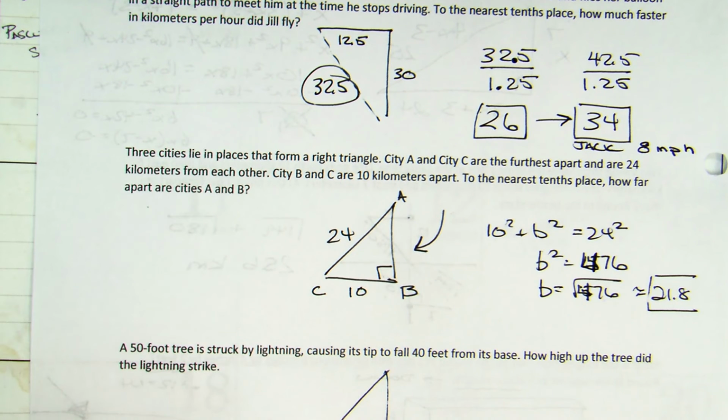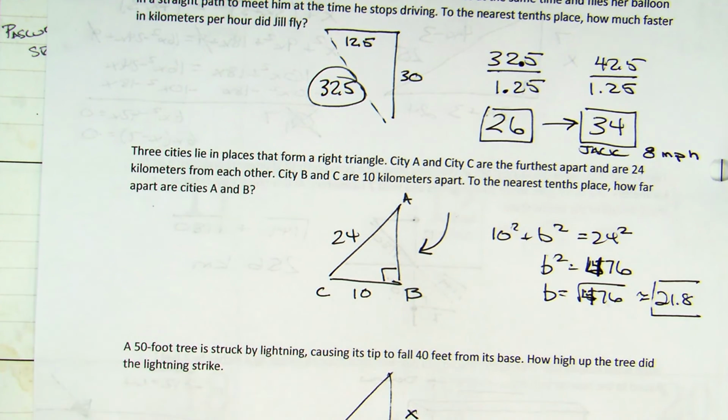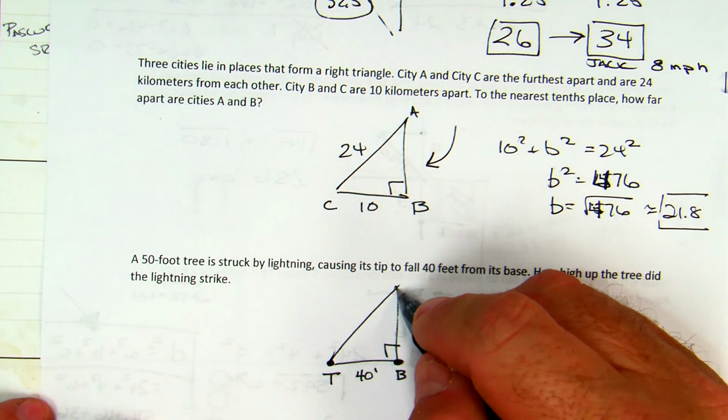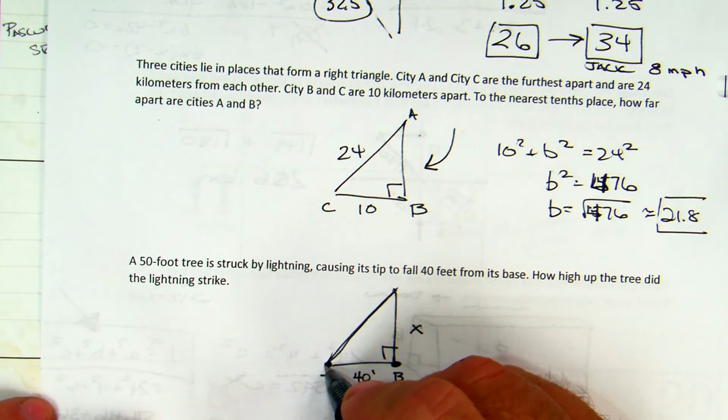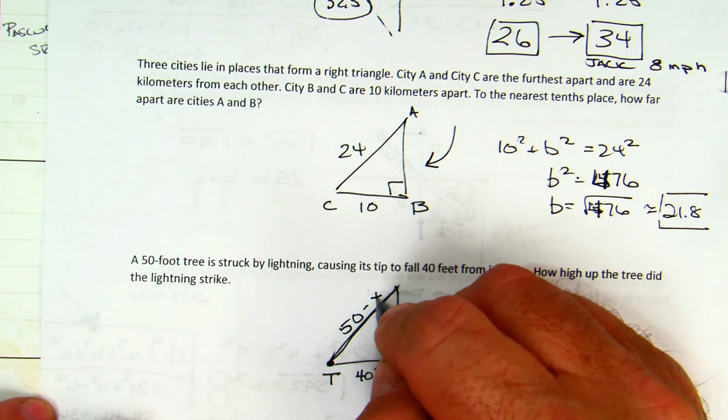Finally, a 50-foot tree is struck by lightning, causing its tip to fall 40 feet from its base. So there's its base, there's its tip after it's been struck by lightning, and that's 40 feet. How high up did the lightning strike? That's our unknown we're trying to find. The part that's still standing and the part that's tipped over is the original height of the tree, so that's 50. Take away x.